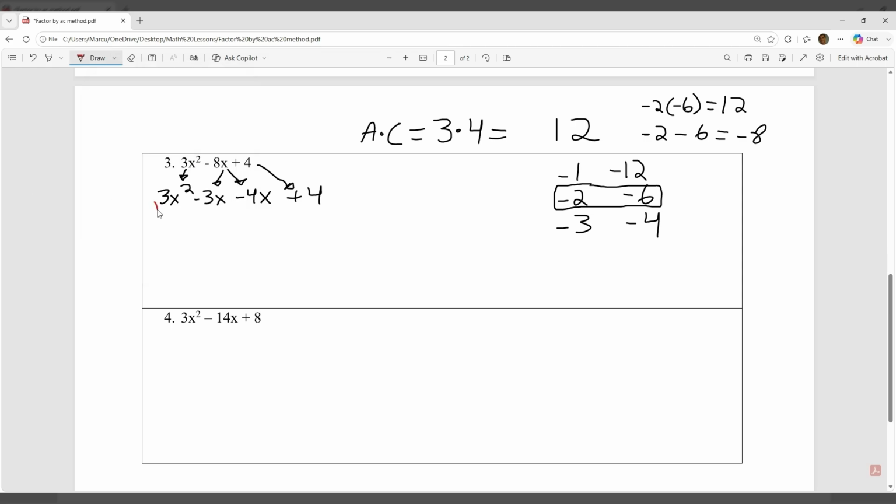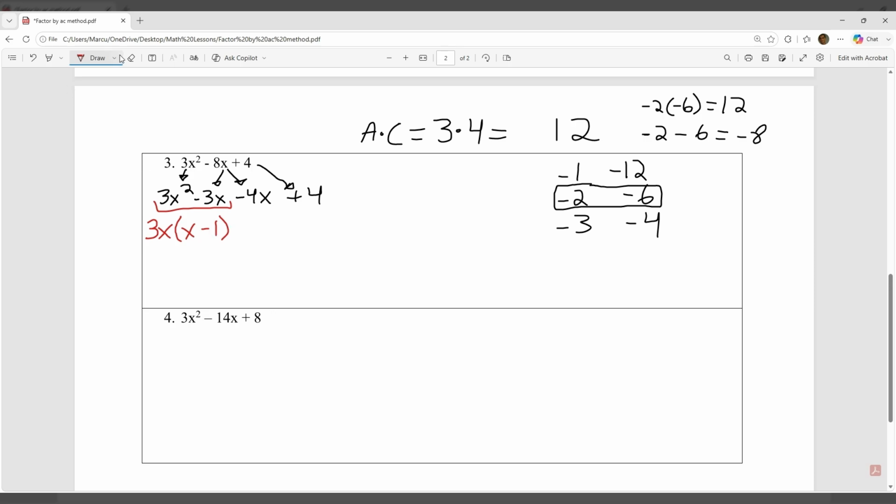So red team here. GCF is going to be 3x. You divide both terms by 3x. That's going to give you x minus 1. Very common mistake, by the way. Students tend to not put a 1 there, thinking that 3x and 3x would just disappear. You cannot do that. 3x divided by 3x makes 1.